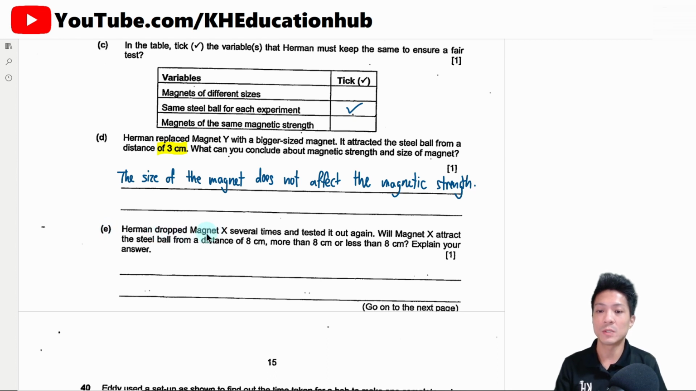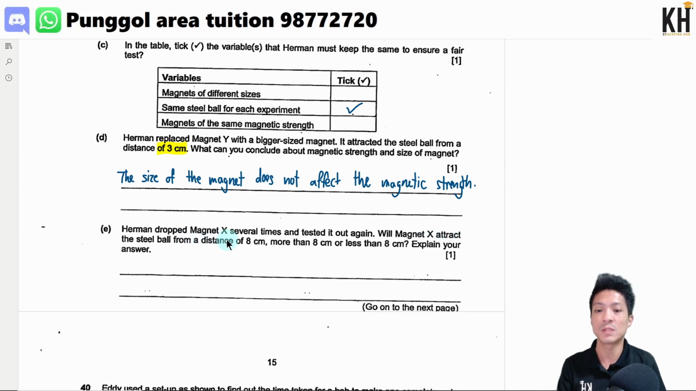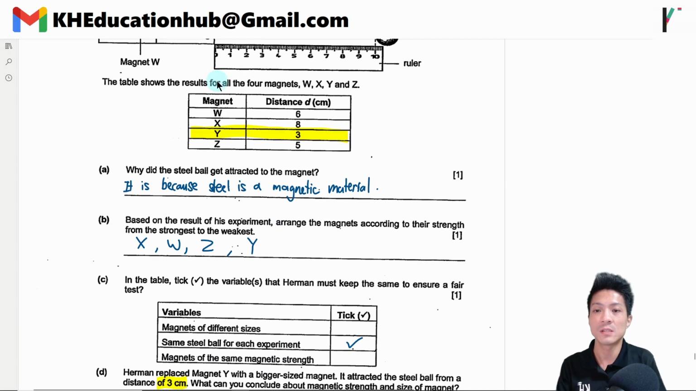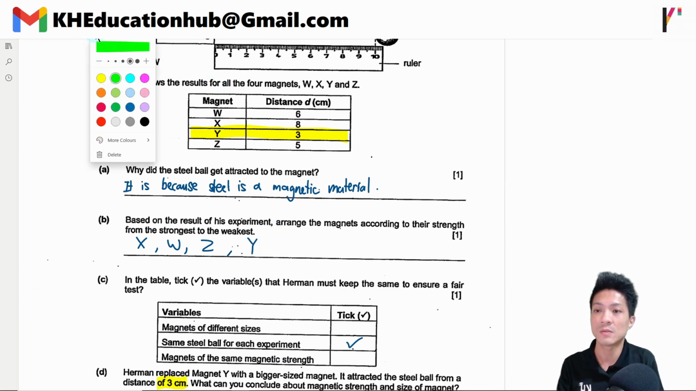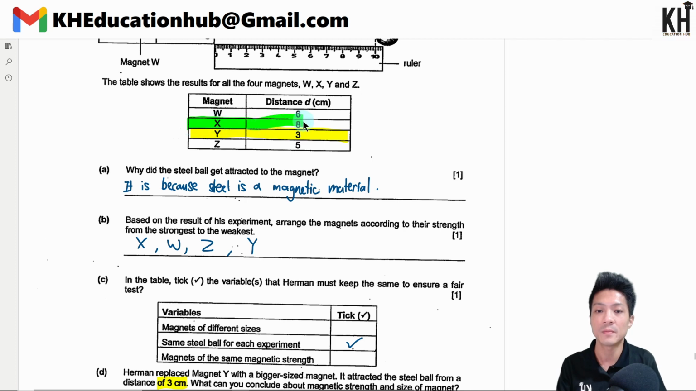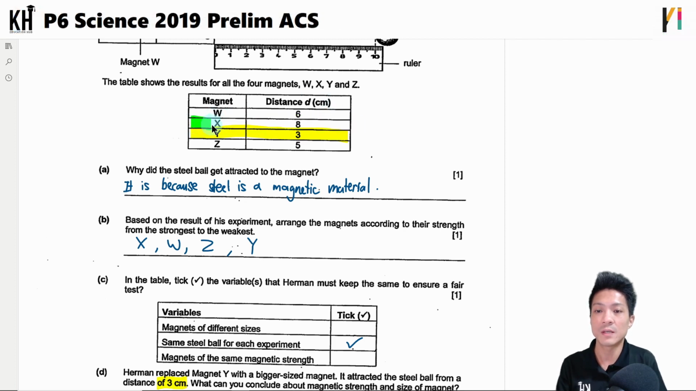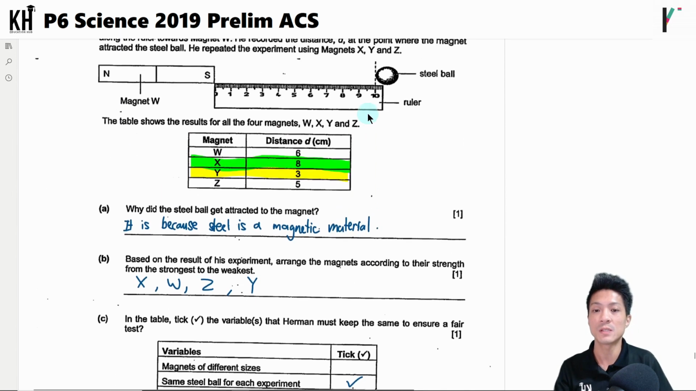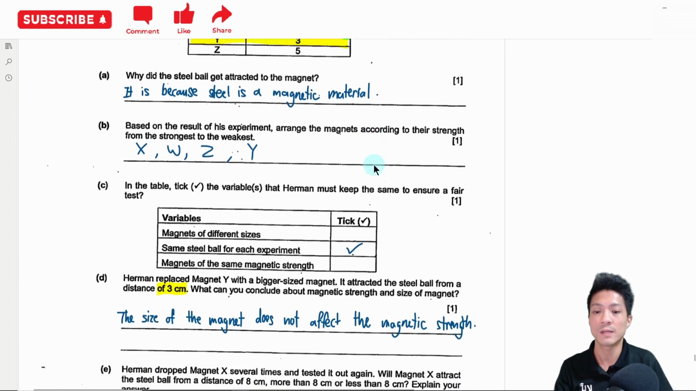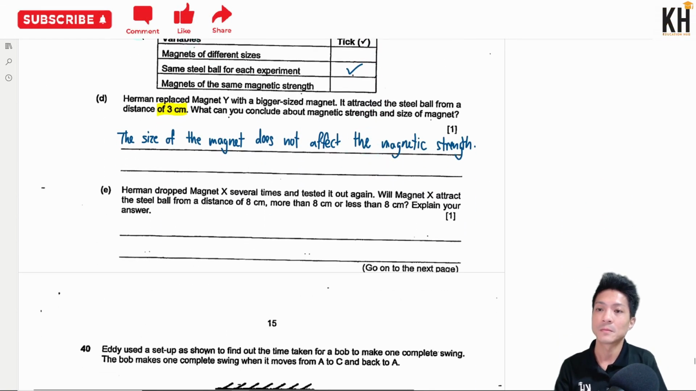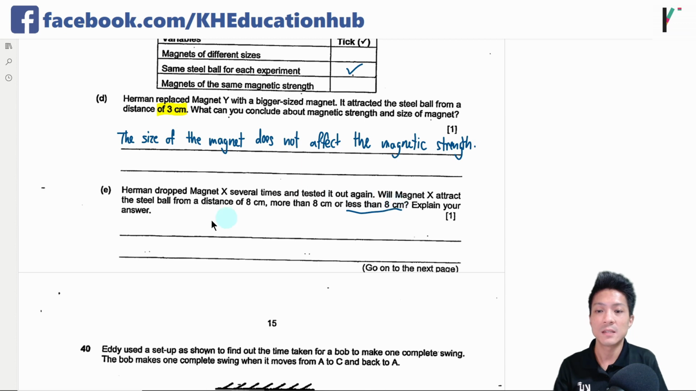Okay, part E, Herman dropped a magnet X several times and tested it again. Will magnet X attract the steel ball from a distance of 8 cm, more than 8 cm or less than 8 cm? Explain your answer. So magnet X is over here, right? At first it is 8 cm. When you drop it several times, it will cause the magnetic strength of it to decrease, right? So if it decreases, that means the distance will become shorter, right? So the distance will become less than 8 cm.